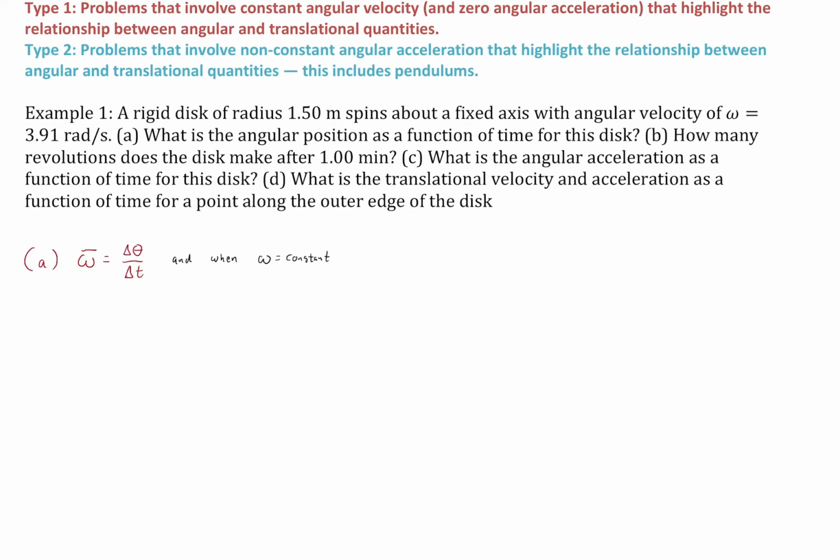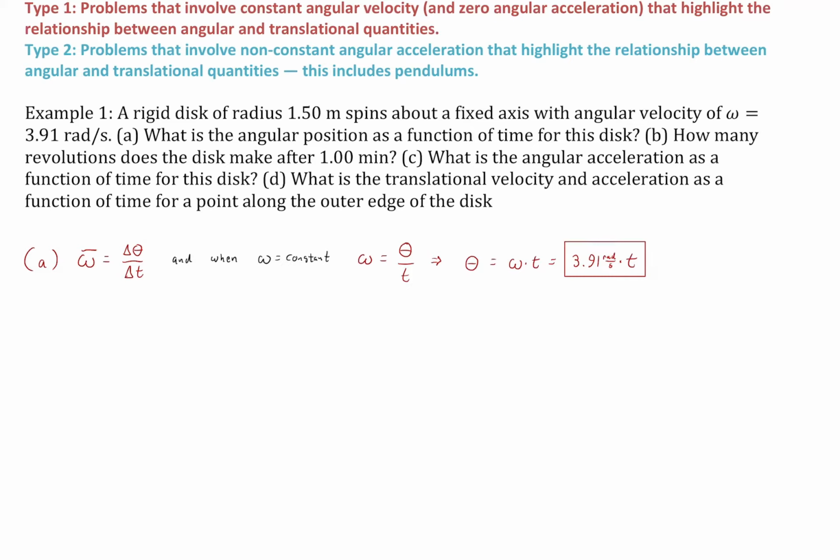Well, here is average angular velocity. But when omega is a constant, we can just drop that average, and drop the deltas. Omega is just theta over t. So now if I solve for theta, that's my angular position function in this case, then it's just omega times t. So as a function, it'd be 3.91 radians per second times the variable time, t.